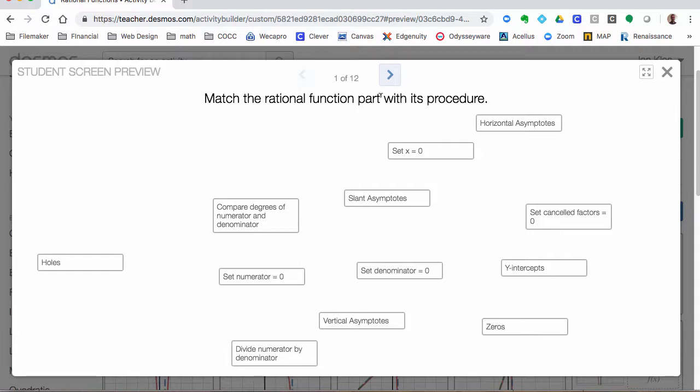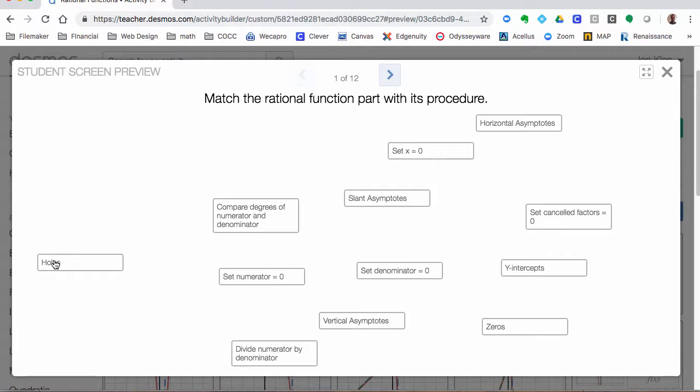On slide 1, it's all about vocabulary. So I want you to do some thinking about slant asymptotes, do some research if you need to. You have a lot of methods. So set canceled factors to 0, compare degrees of numerator and denominator. And then you have some other vocabulary. I want you to try and match things up.